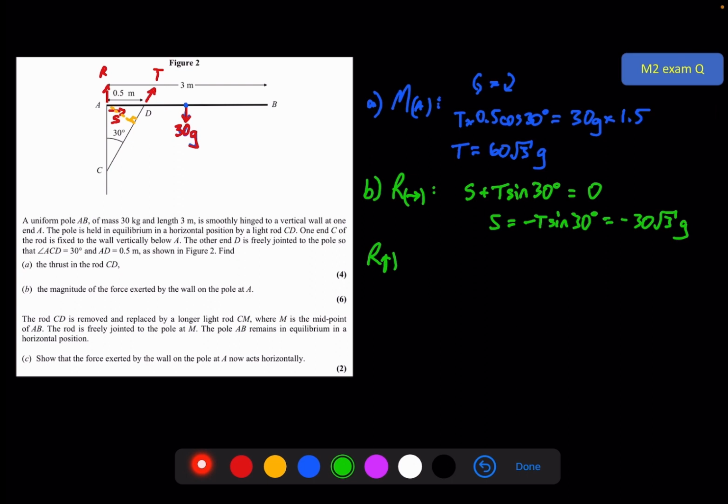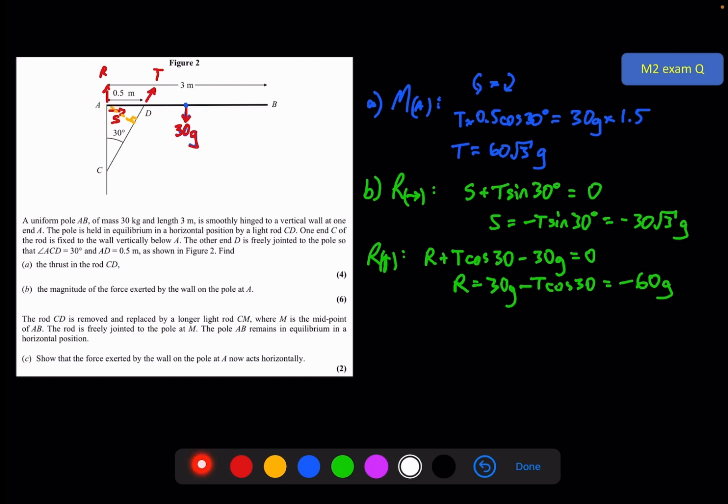Resolving upwards, R plus T cosine of 30 minus 30G must equal 0. So R is equal to 30G minus T cosine of 30. T cosine of 30 is 90G, so yes, this is negative 60G. So R is actually acting downwards and S is acting in towards the wall.